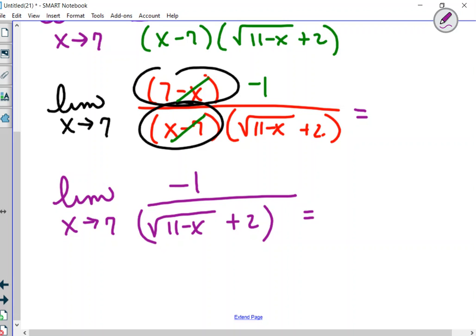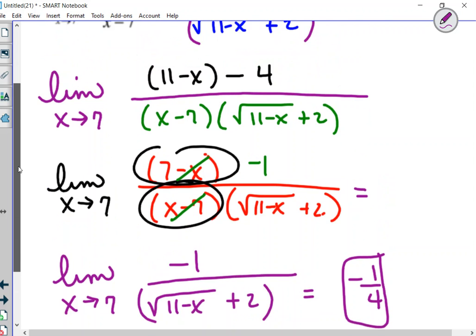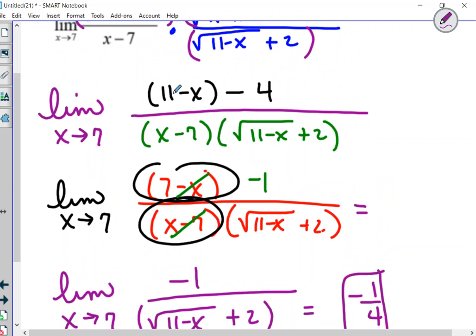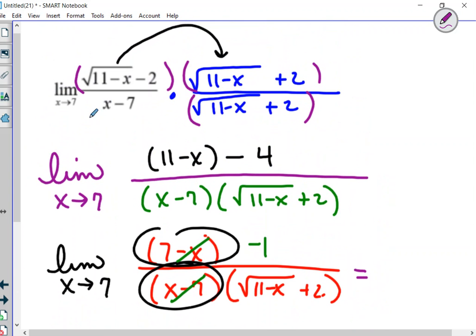So negative 1/4. Negative 1/4. Not positive. Negative 1/4. And yeah, big difference. That's not like, oh, I don't care, just put it. Make sure you're okay with why that's negative and how that happened. You got to watch this for a couple reasons.